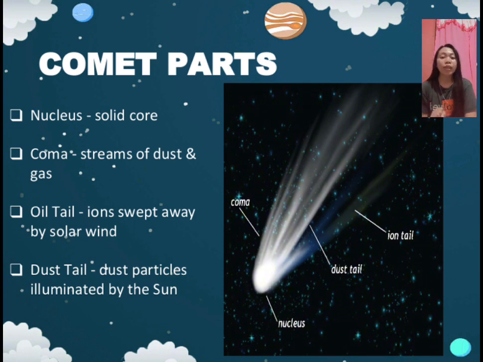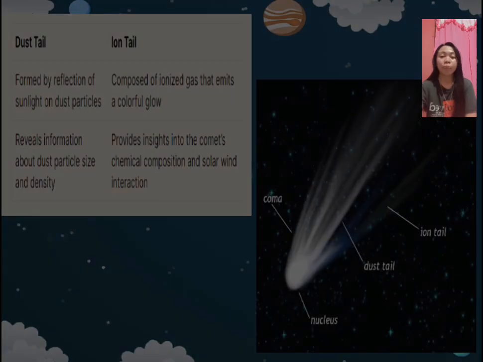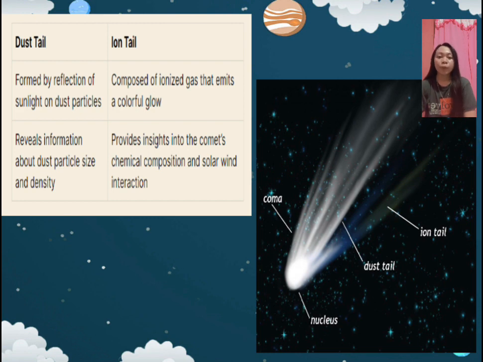Parts of the comet. First, we have the nucleus, the solid core. The coma, streams of dust and gas. The ion tail, ions swept away by the solar wind. And last, we have the dust tail, dust particles illuminated by the sun. Both tails provide valuable insights into the composition and dynamics of comets.